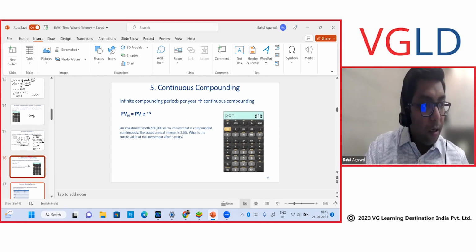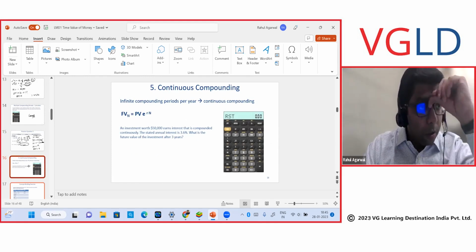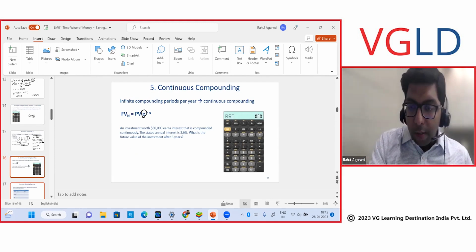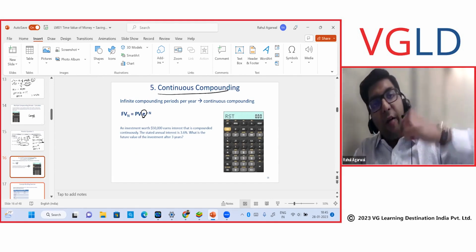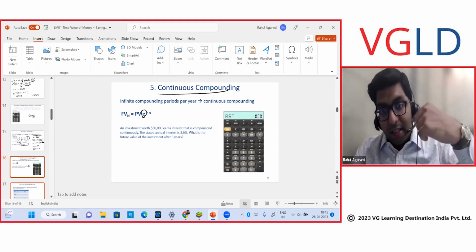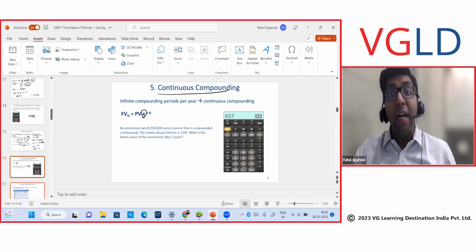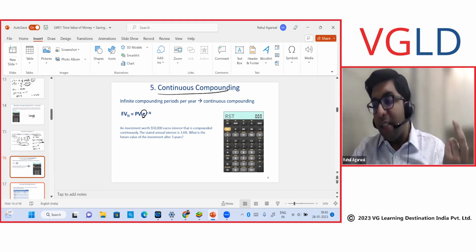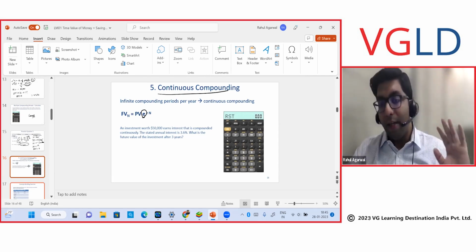So this is the same thing. Let me just elaborate on this because there is something called E written over here. Suppose they say continuous compounding. That is every minute, every second it is compounding. It's not daily. It's every minute, every second. That is called continuous. So now how to calculate this? Now you cannot calculate this on pen and paper. You need the calculator here.